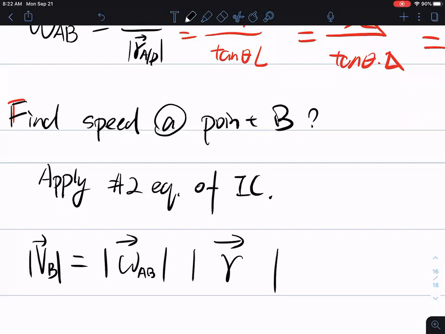Okay, R here. So this R should be from point B to which point? Point A or point D? If it is point D, raise your hand. Okay, here should be point D. Point D is the instant center. This guy, it's the IC for this guy.